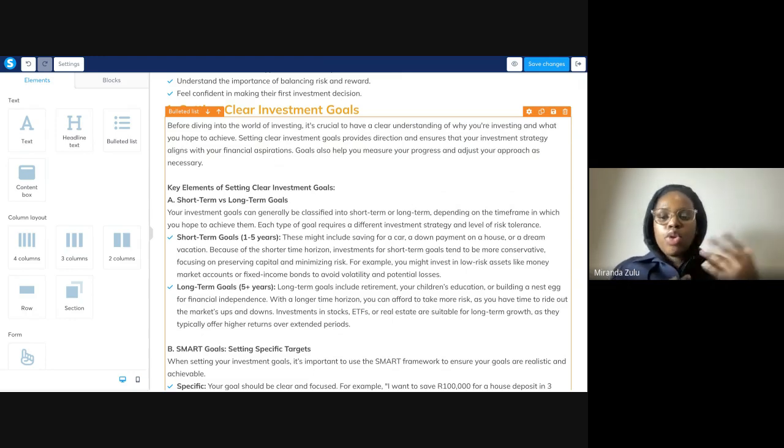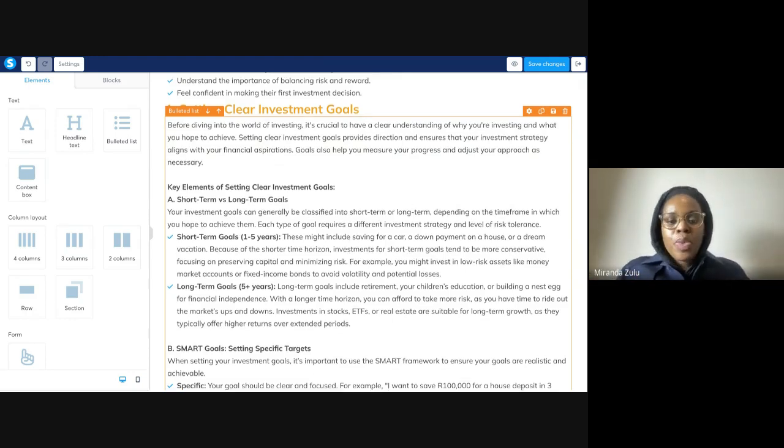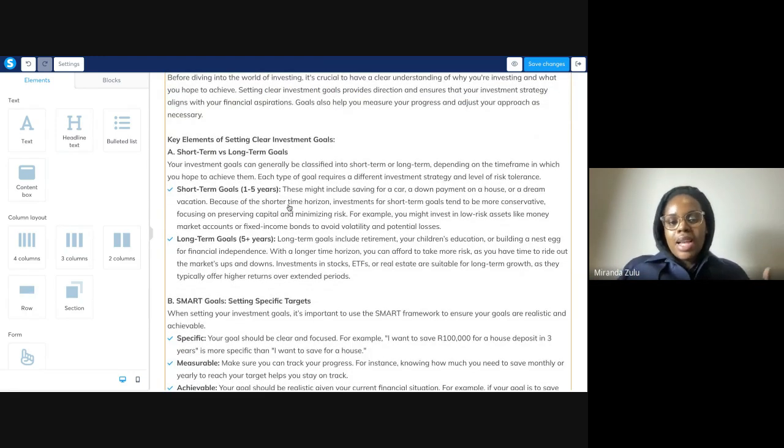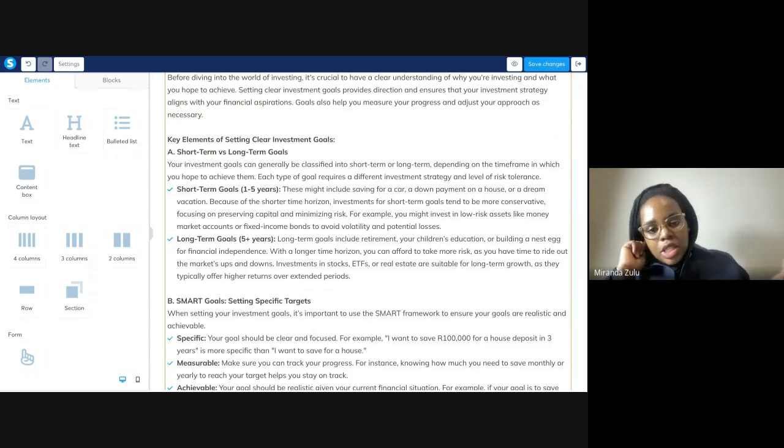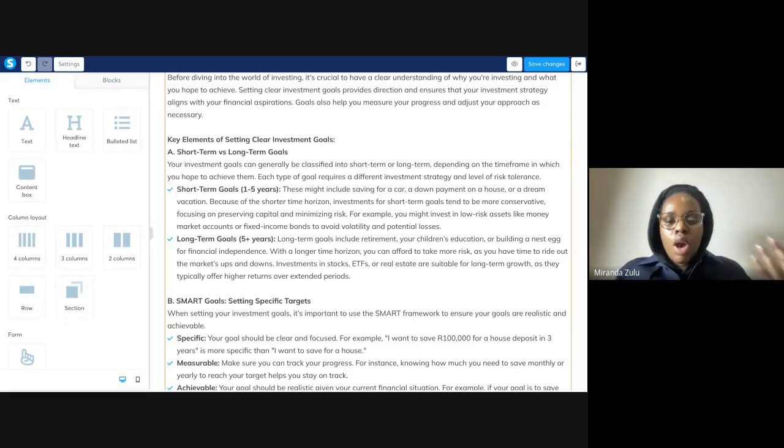Something short-term, you don't want to be putting in something that's very risky. You want to put it in a low-risk asset so that you can protect your capital as much as possible. So it's important to note that. The time frame for short-term is usually 1 to 5 years, long-term 5+ years, and the things you would invest in would differ because of that.